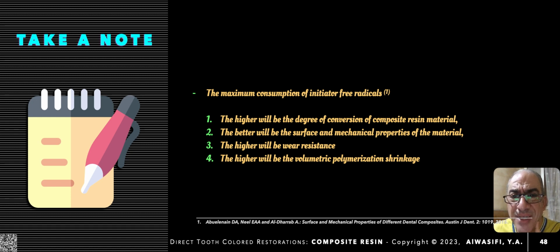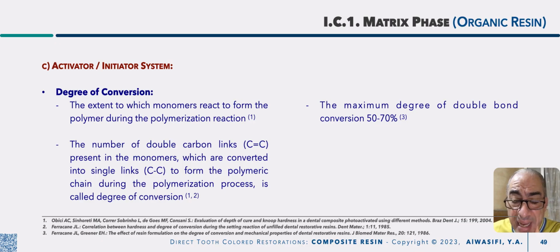What is meant by degree of conversion? Is it equal to degree of polymerization? No. Degree of conversion is a chemical terminology describing what happens to your monomer chain to be converted into polymer chain. Your monomer is composed of carbon atoms which bind to each other with carbon double bond.